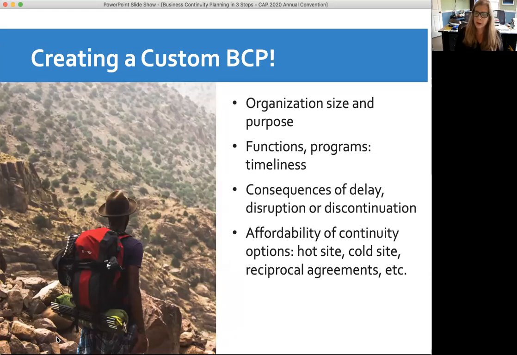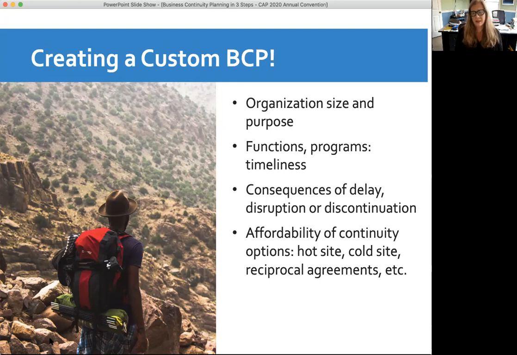So as you're developing a business continuity plan, I just want to remind you that it should be custom to your agency. Copying a plan from another agency generally isn't a good idea because your agency has some unique aspects, whether it's your location, the size of your team, the array of programs that you offer. Make sure that your plan really fits your organization in terms of your size and your purpose and your functions. And also the affordability of different continuity options.